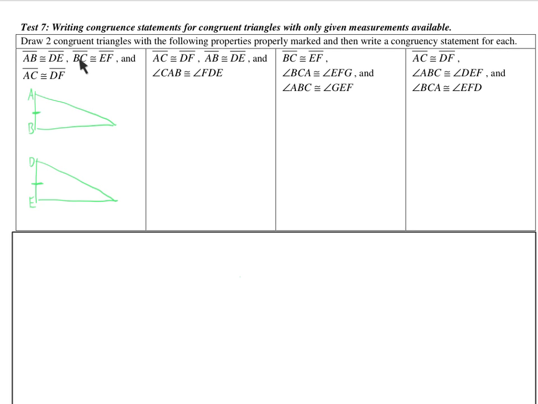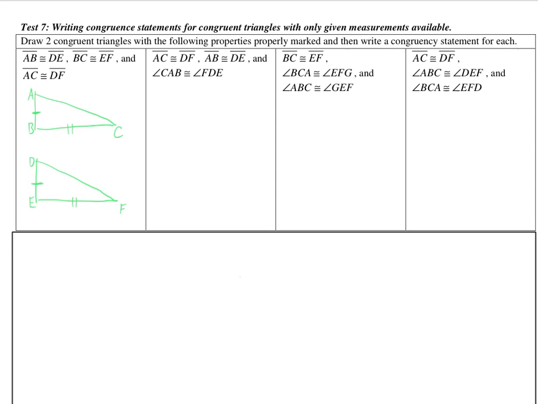So now we have BC is congruent to EF. So let's start with B, and I got to go to C. So I'm going to call this C out here. BC is congruent to EF. So E to F. Let's call this F and call that EF. So now we have AB is congruent to DE, and BC is congruent to EF.